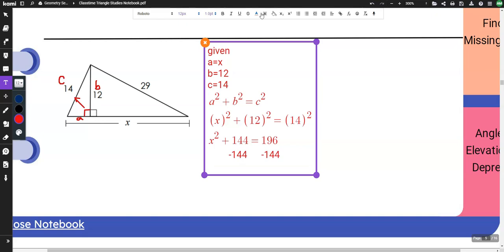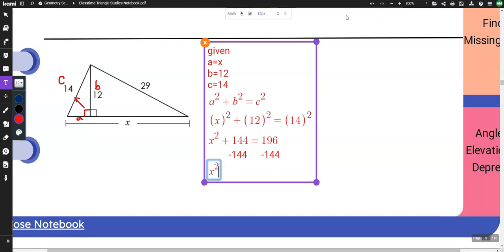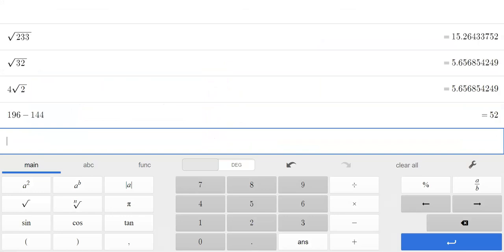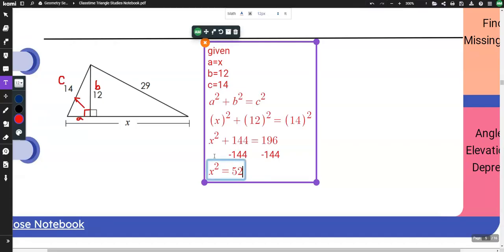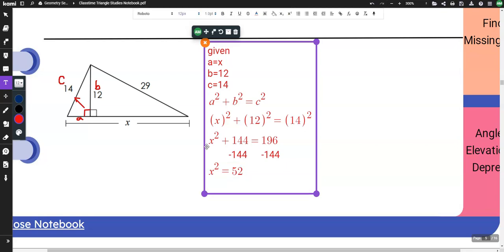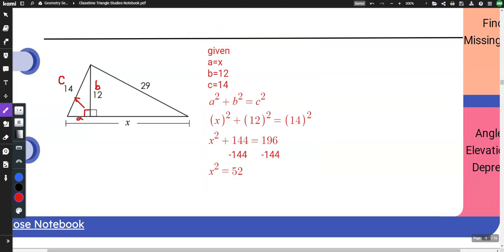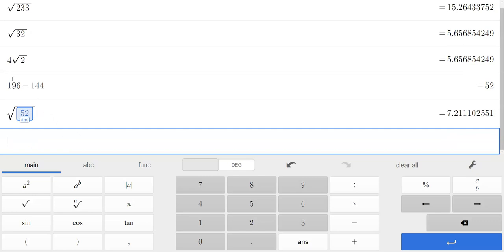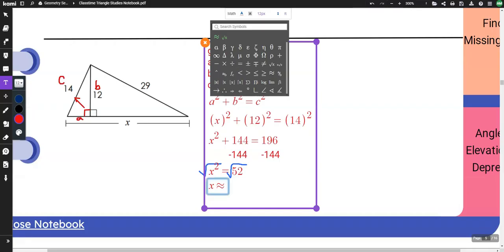And we get X squared is equal to 52. Let me check. It's 52. And 52 is not a perfect square, so we will be approximating here. But we're going to take the square root. When we run that through a calculator, we get X is approximately 7.21. I'm going to round to 2 decimal places to start, and you round to 1 decimal place at the end. So I'm going to say 7.21.